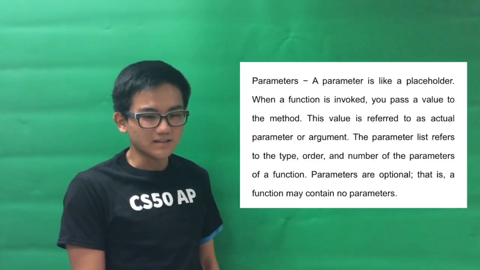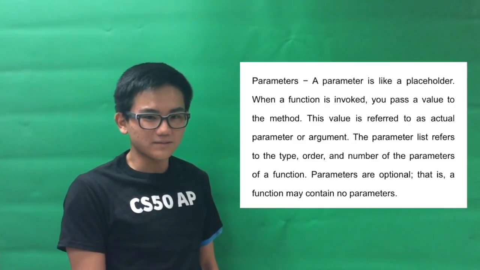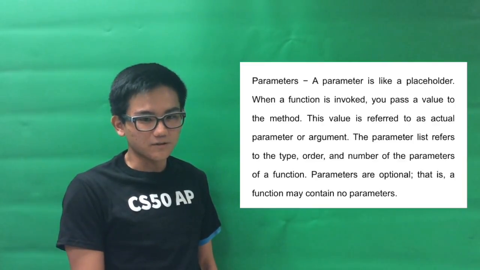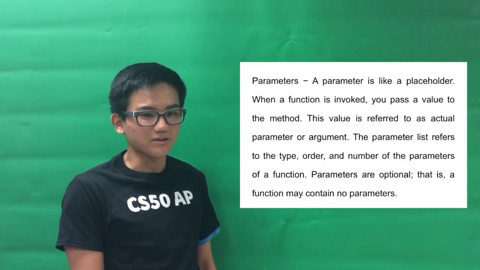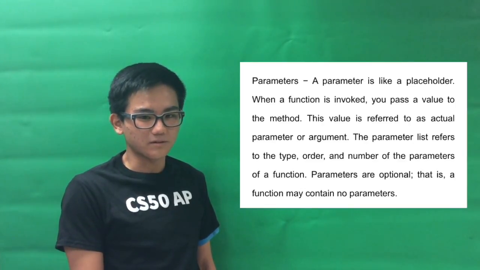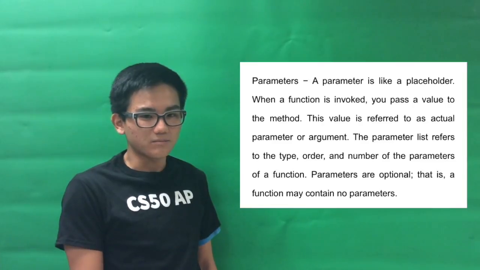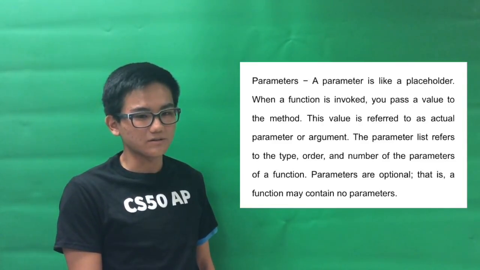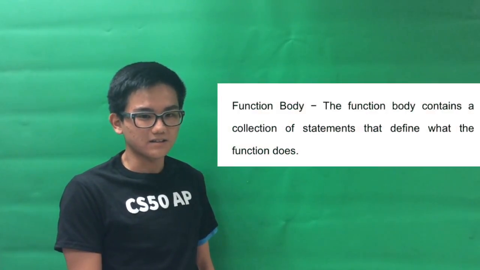A parameter is like a placeholder. When a function is invoked, you pass a value to the method. This value is referred to as the actual parameter or argument. The parameter list refers to the type, order, and number of the parameters of a function. Parameters are optional. That is, a function may contain no parameters, as you can see in the example above. And a function body contains a collection of statements that define what the function does.